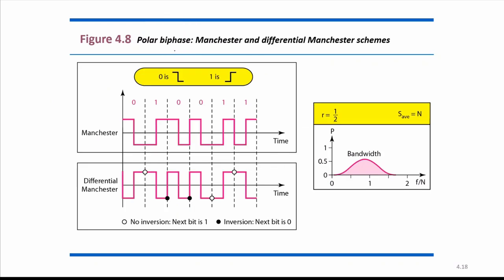Next we will see, in polar, the biphase. In biphase, there are two types. One is Manchester, and another one is called differential Manchester. This is the first one, and this is the second one. So what is the meaning of first and second? We will just see.